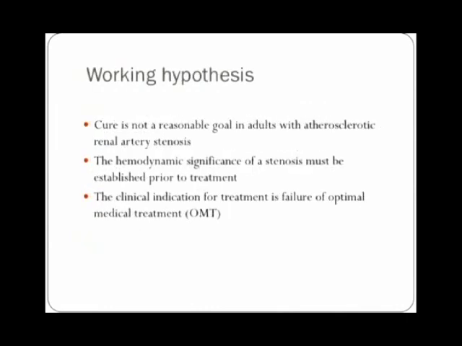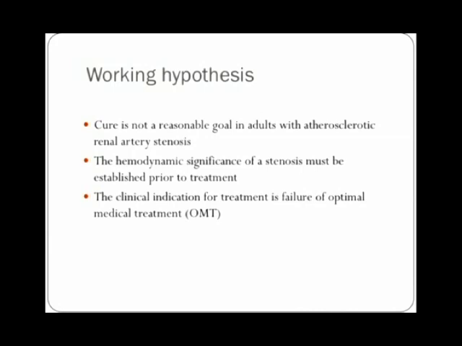There were certain working hypotheses with this document, and there are not a tremendous number of them. The first one is that cure is not a reasonable goal in adults with atherosclerotic renal artery disease. Just a very few patients are ever cured of their hypertension, and even when you see that 3 to 5% of patients have been cured in a series, you really have to wonder how long that cure is going to persist. It's very, very unusual anyway.